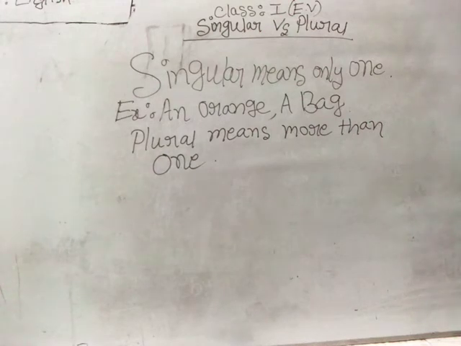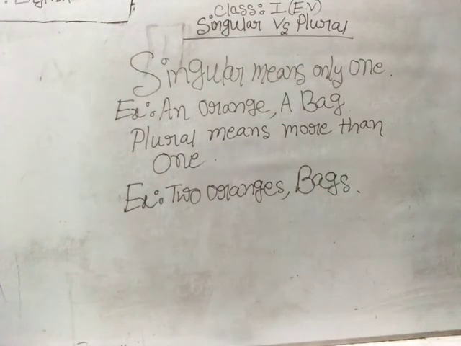Okay babies, here, for example, we have written two oranges or bags. Singular means only one, like an orange, a bag, an apple, an umbrella, a hen, a duck, a shop, a flower. And plural means more than one. It can be two in number, 3, 4, 5, 6, whatever you want, but it should be more than one. Like oranges, bags, shops, hens, pencils, etc. Okay babies, hope you got the idea about singular and plural number.